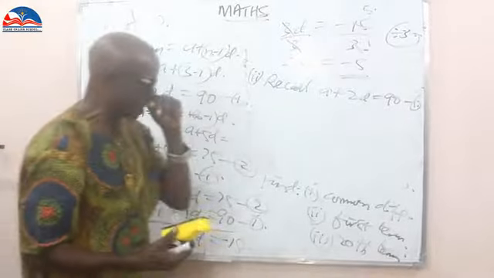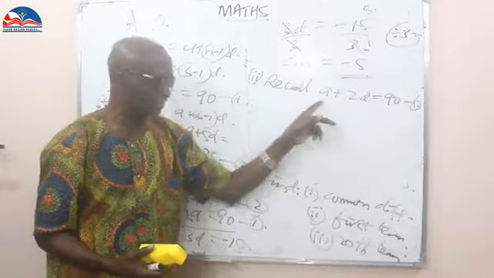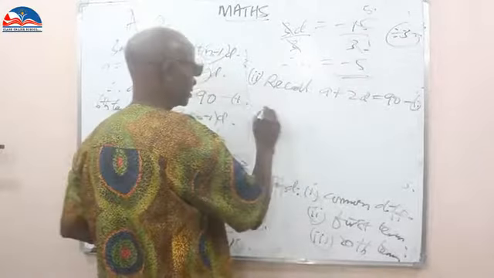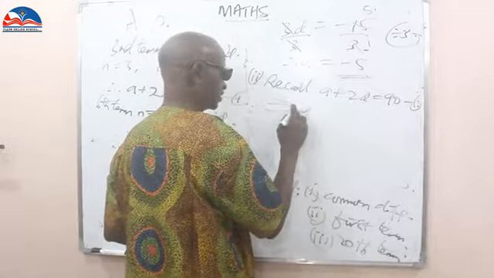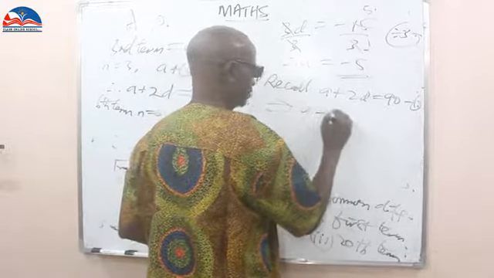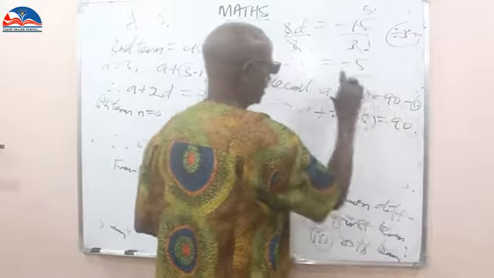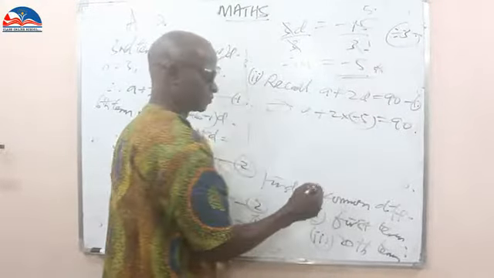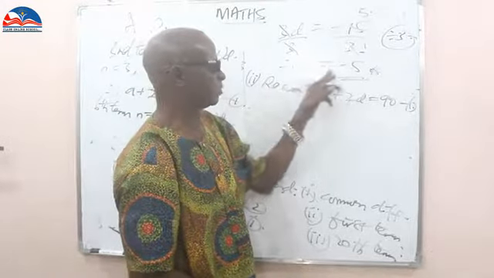From that equation, I now know that my d is known. d is minus 5. I fit it into the equation to be able to get a. It implies that a plus 2 times minus 5 equals 90. Since my d is minus 5 here, therefore a plus 2 times minus 5.